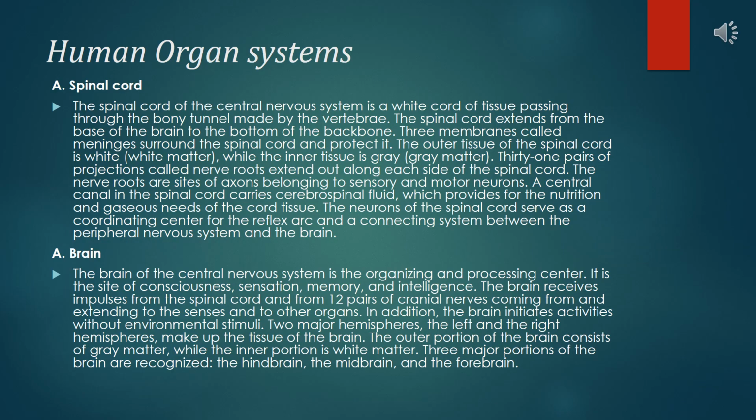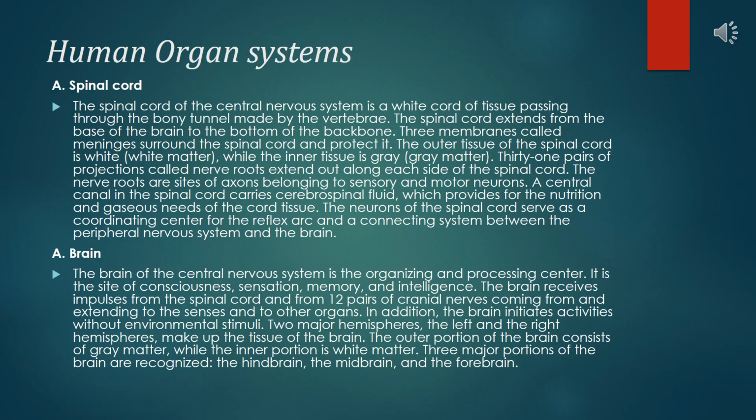The brain of the central nervous system is the organizing and processing center. It is the site of consciousness, sensation, memory, and intelligence. The brain receives impulses from the spinal cord and from 12 pairs of cranial nerves coming from and extending to the senses and to other organs. In addition, the brain initiates activities without environmental stimuli.